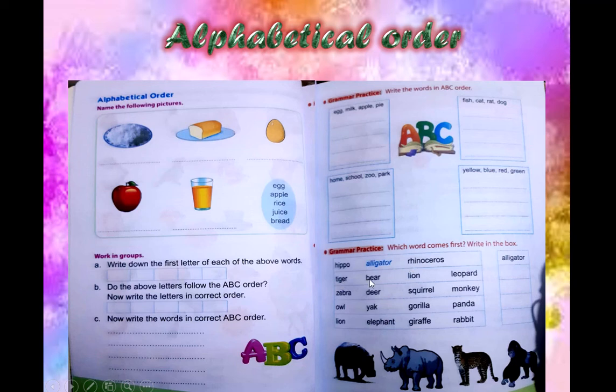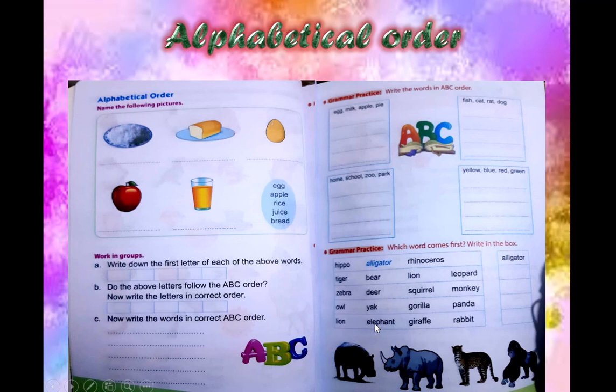Now tiger, bear, lion and leopard. Which word comes first? Bear. Okay, now zebra, deer, squirrel and monkey. Which word comes first? Yes, right, deer. Now owl, yak, gorilla and panda. So you have to choose which word comes first. Maybe gorilla. Yes, you are right.